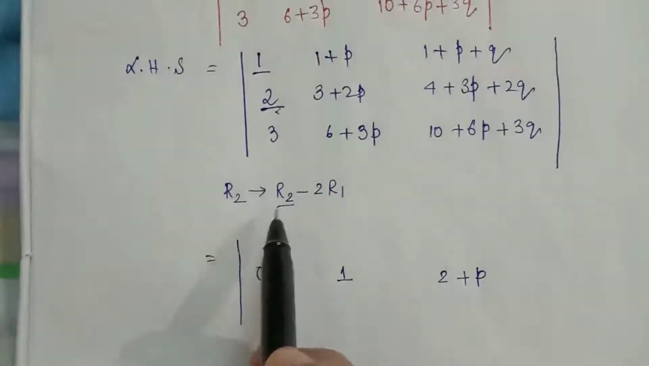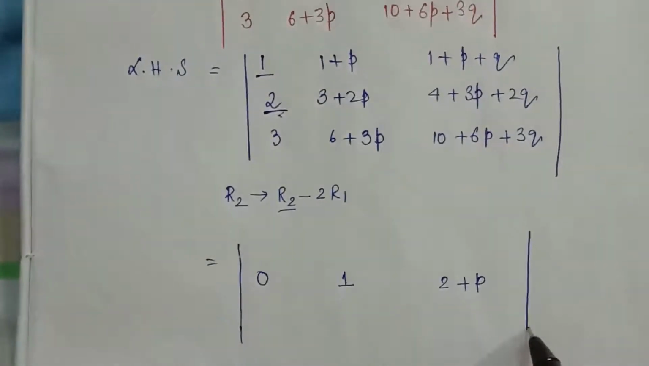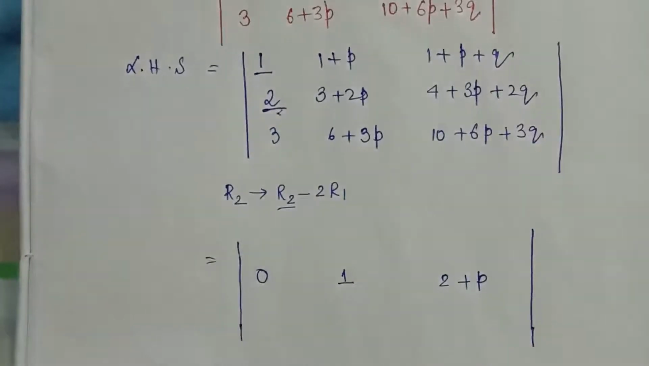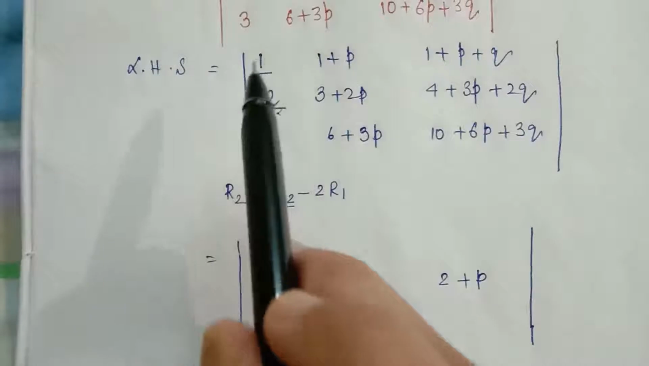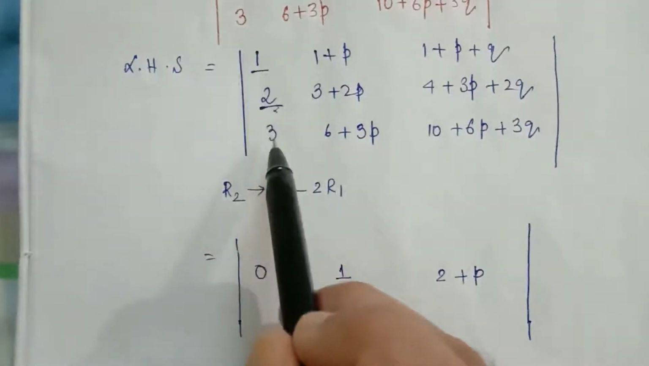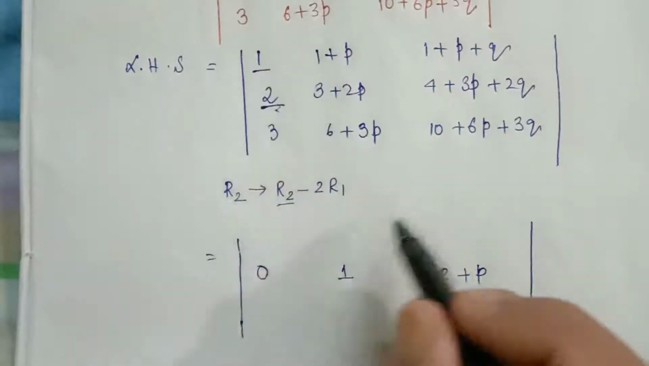We have replaced our R2. Now you can see R1 and R3 are unchanged. Again you can see this element is 3, this element is 1. If we multiply this by 3, this will become 3. R3 minus 3 into R1 will give us another 0.